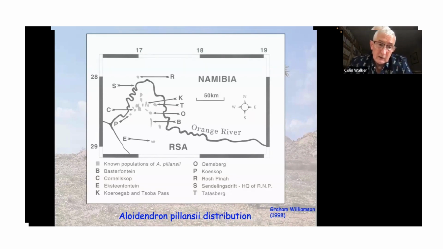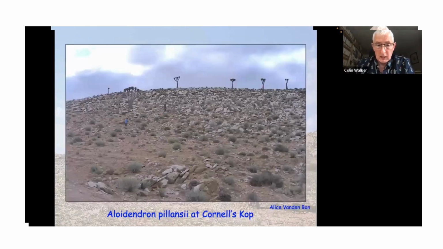C is significant. This is Cornell's Kop. This is the type locality. This is where Neville Pillans discovered his namesake, and that was named after him. Since 1998, there have been further studies of the populations in Namibia. So actually, Aloidendron pillansii has a broader distribution in Namibia than is indicated on Graham Williamson's map. Quite a few population studies have taken place since Graham's landmark publication in 1998.